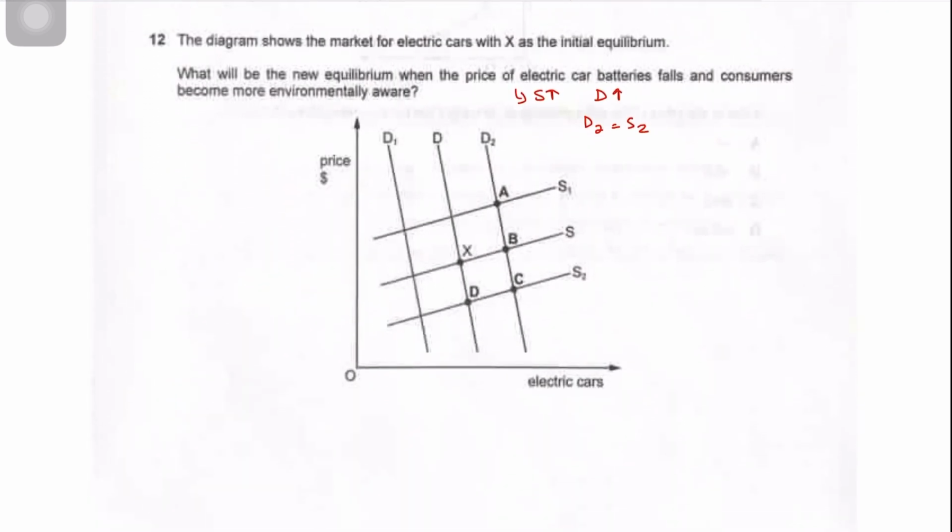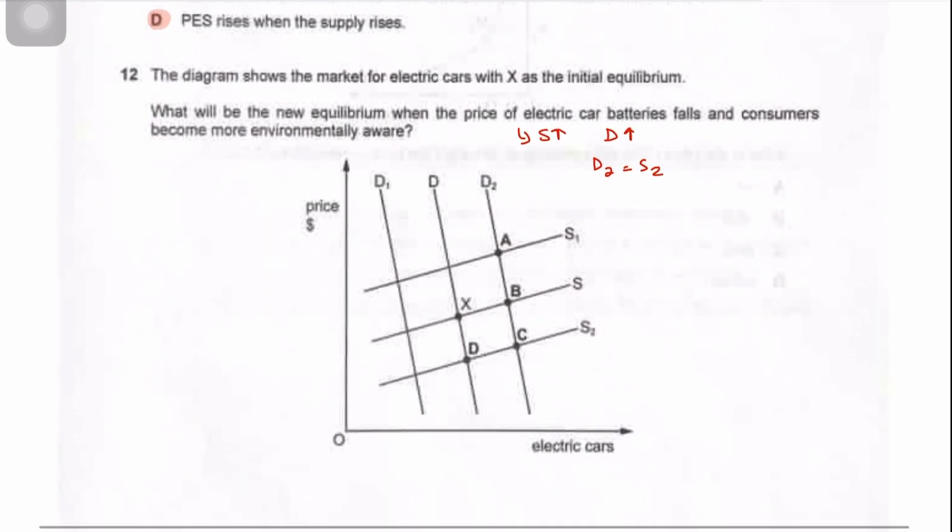Question number 12 says the diagram shows the market for electric cars with X as the original equilibrium. What will be the new equilibrium when the price of electric car batteries falls and consumers become more environmentally aware? So as consumers become more environmentally aware, the demand will rise, because they will switch to more environmentally friendly products. As we know, with cars there's a lot of environmental pollution involved, and the emissions and all.